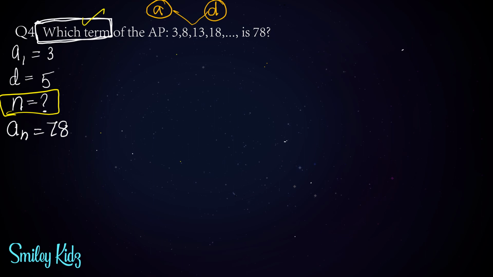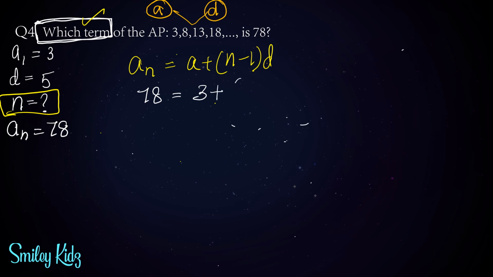Now, what is the formula? An is equal to a plus n minus 1 into d. We know the value of a, we know the value of d, we know the value of an. The only missing value is n, which we're going to find out. So 78 is equal to 3 plus n minus 1 into 5. This is something very basic. I have just substituted the values.